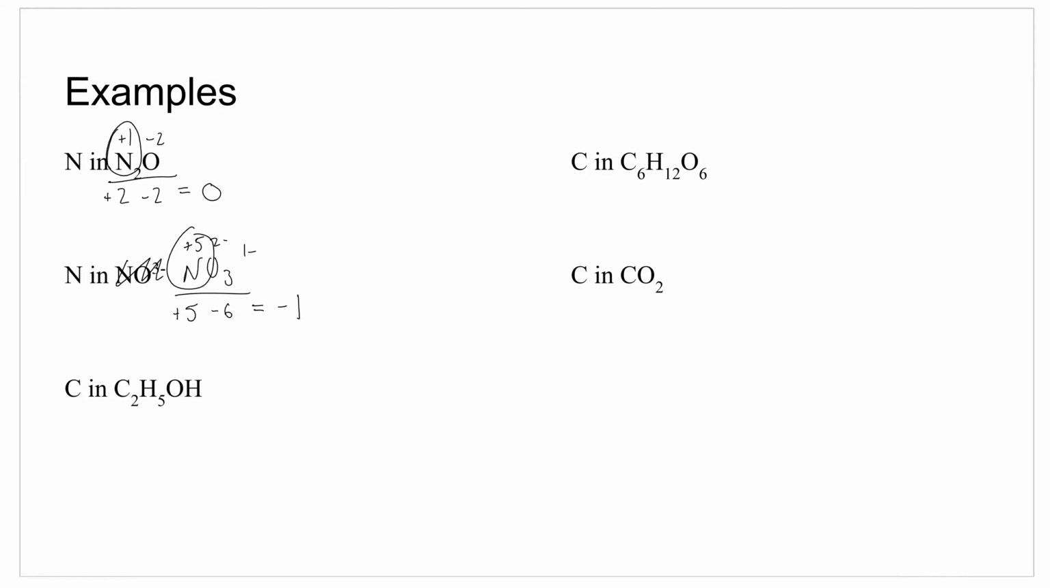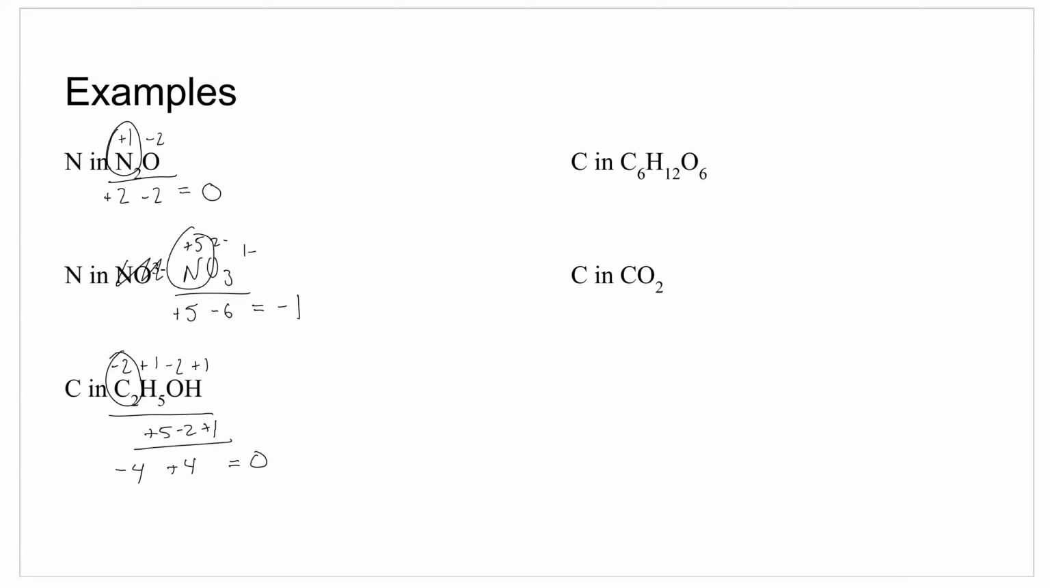If we look at carbon in ethanol, we can assign hydrogens +1 and oxygens -2, which gives me a total of +6 -2, which actually gives me a total of +4. Now, we know that this has to equal 0 because the charge of ethanol is 0. We must have a -4 oxidation state for carbon. There are 2 carbons. Each carbon must have a -2 oxidation state.